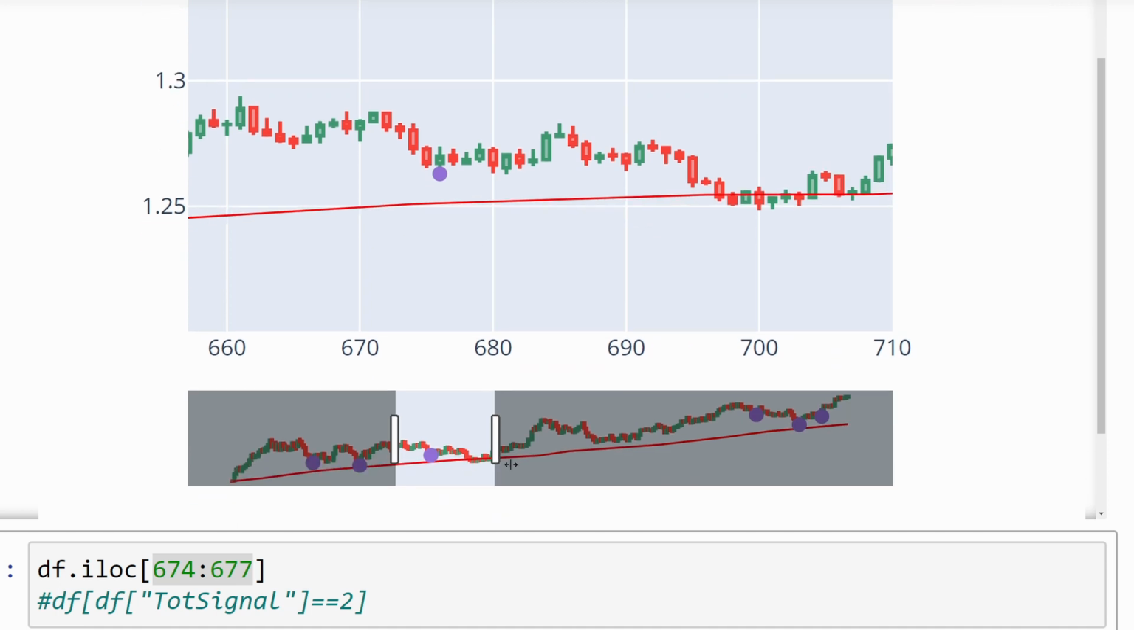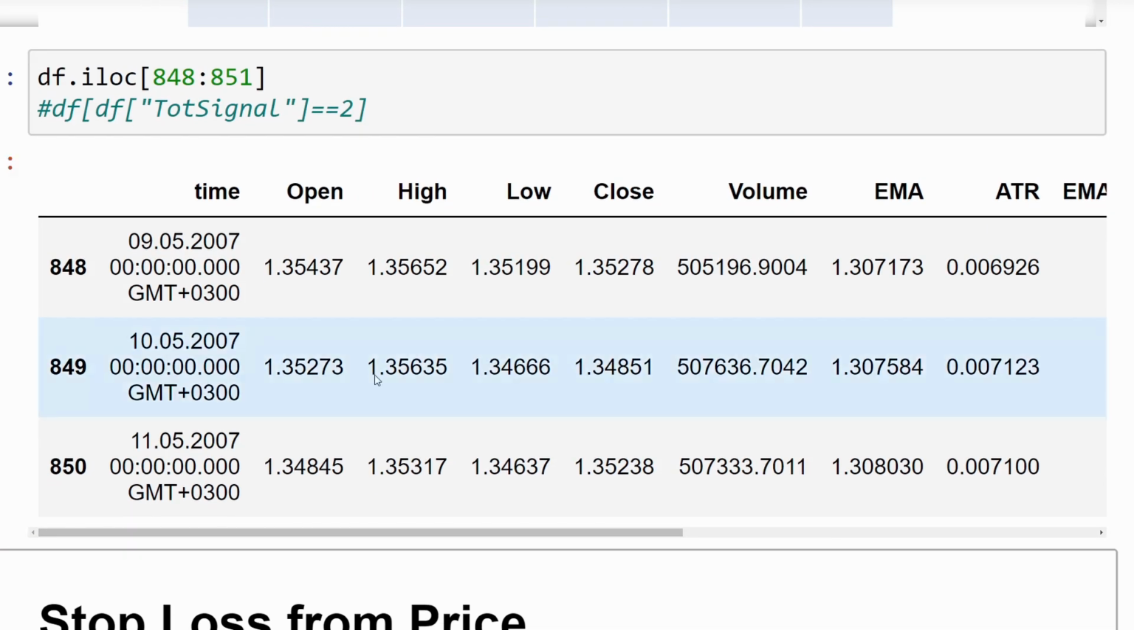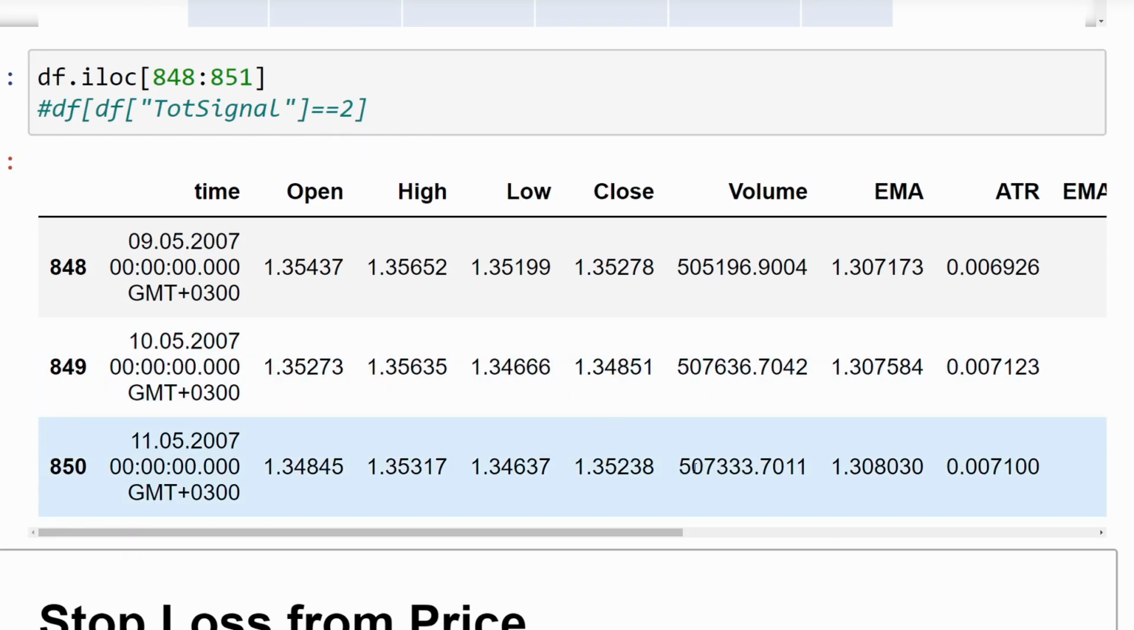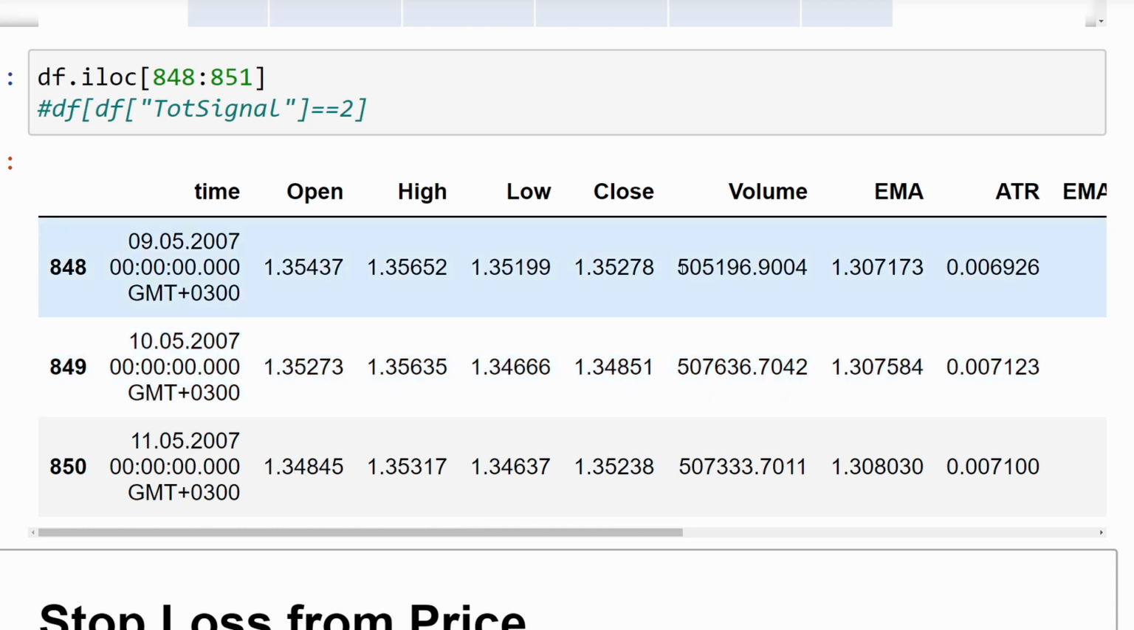So we can look at other signals. Here we have the 850. And here also it's the same case. We don't have a greater volume for this particular candle than the previous candle. So 850 is 507,333. Here we have 507,6 something. But the 849, the previous candle, has a greater volume than its previous 848 candle. So this is why we triggered this volume signal for the 850 candle.